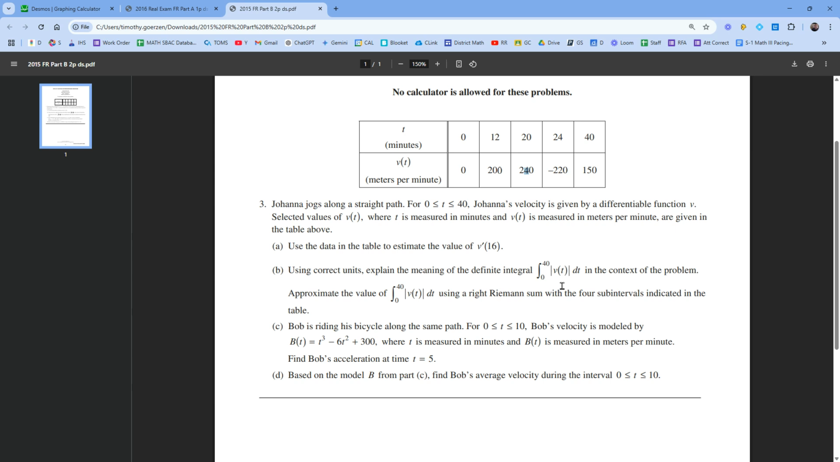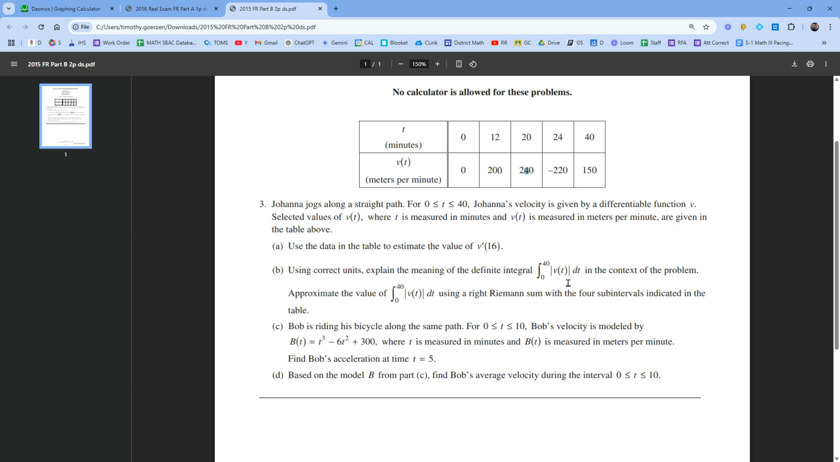What's the meaning of this? So if you integrate velocity, absolute value, that's going to give you the total distance. The other word is displacement. So absolute value gives you the total distance, whether you're going forwards or backwards, right or left. What's the distance you went in any direction, and it adds it up. So all the velocities are positive.